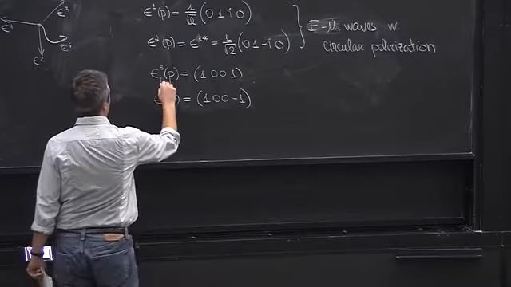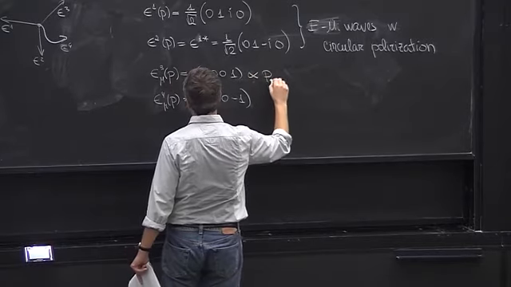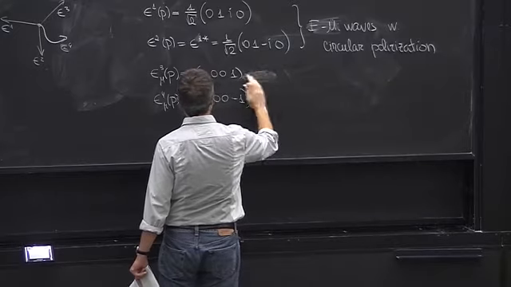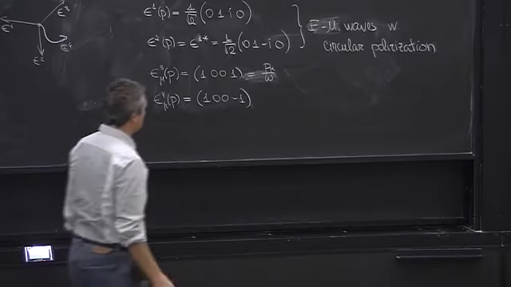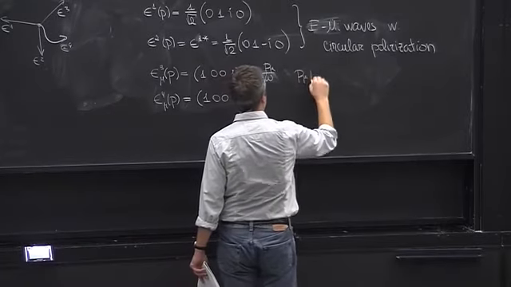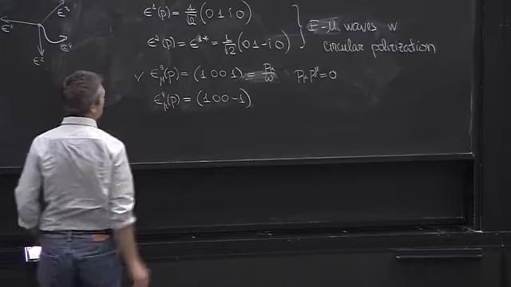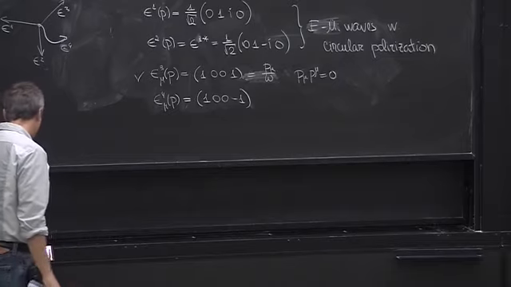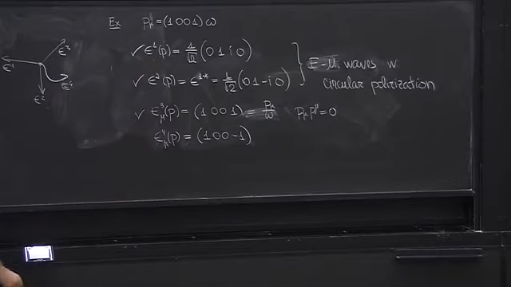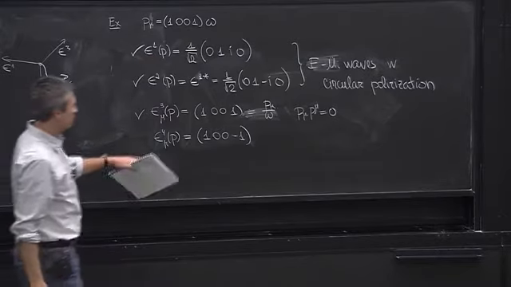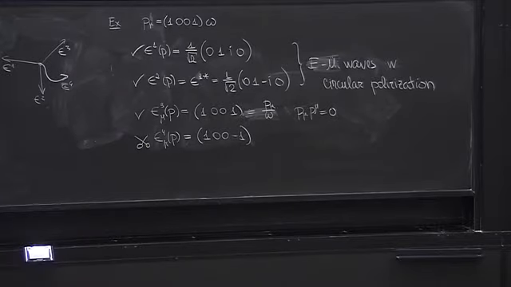So let's see. This is just proportional to p mu. Let's simply set it equal to p mu divided by omega. And then we have the equation that p mu is 0. So this vector is also okay. It satisfies the gauge condition. This satisfies and this satisfies. But this vector does not. So this one we should exclude.